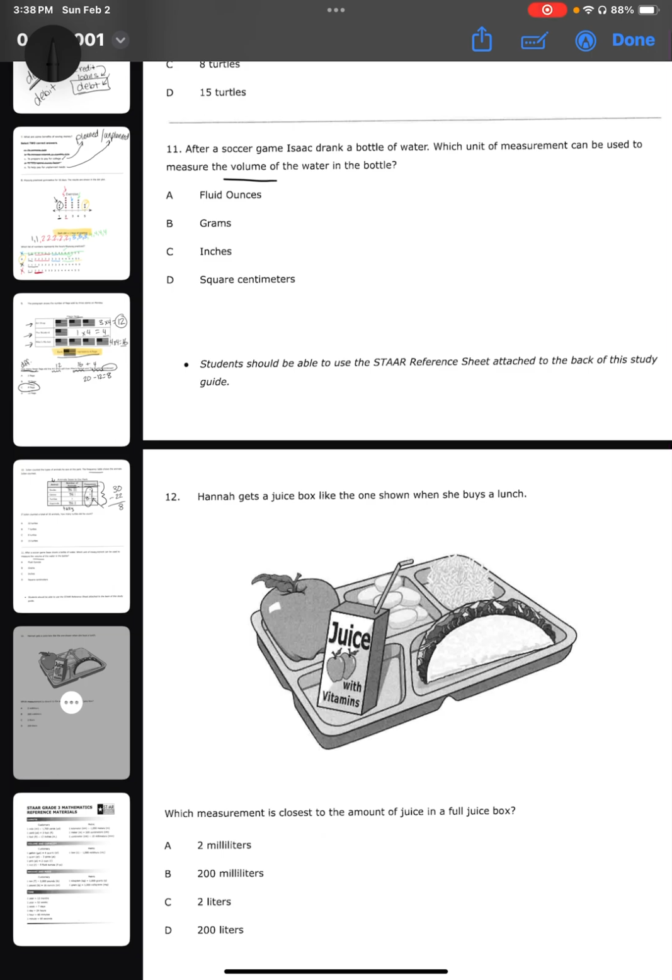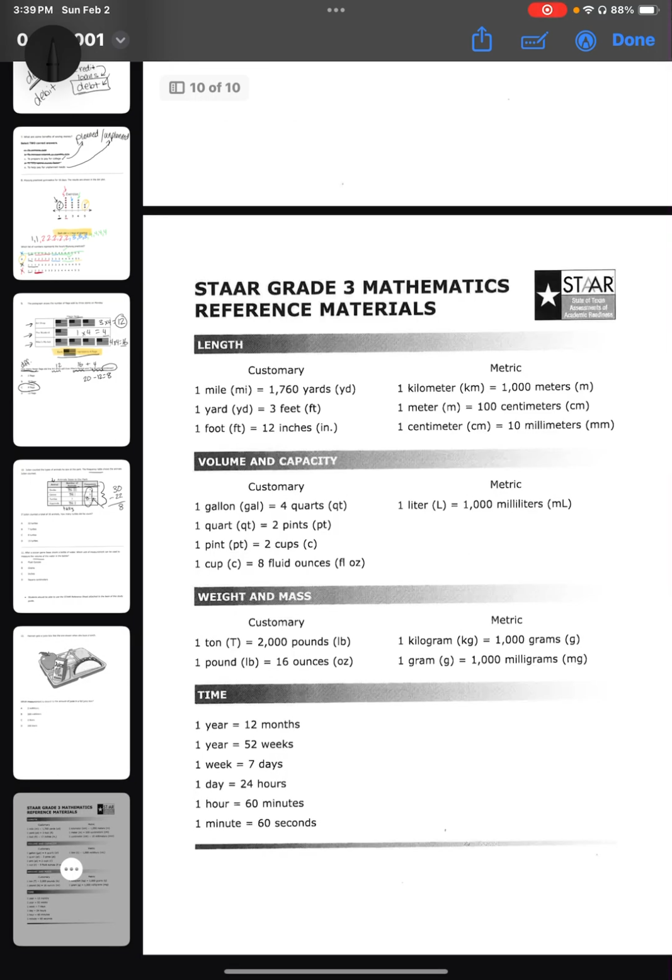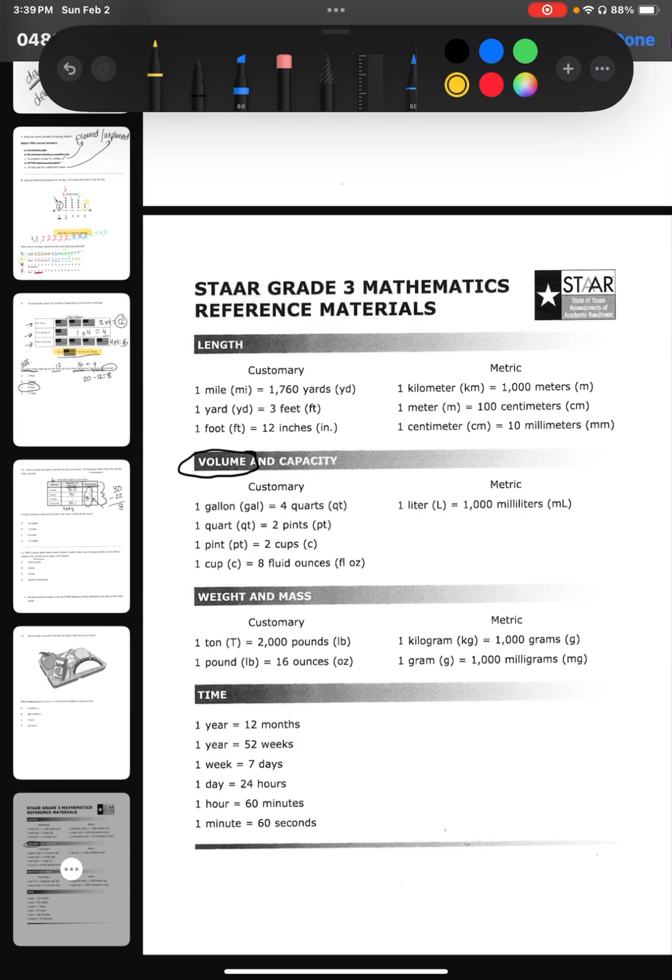So often they will give us a keyword that once we refer to that STAR reference sheet, we can find almost 100% of the time the answer. At least get it down to 2 possible answers, 50-50 shot. That's great. When you see the word volume, go back to that STAR reference sheet and find volume. In this case right here, volume and capacity, and see which measurements we use to measure volume and capacity. It's going to be one of these answers.